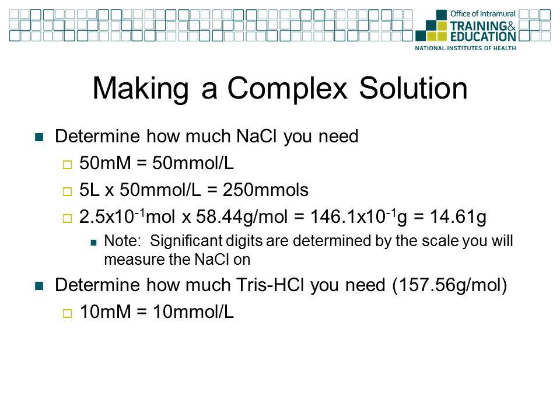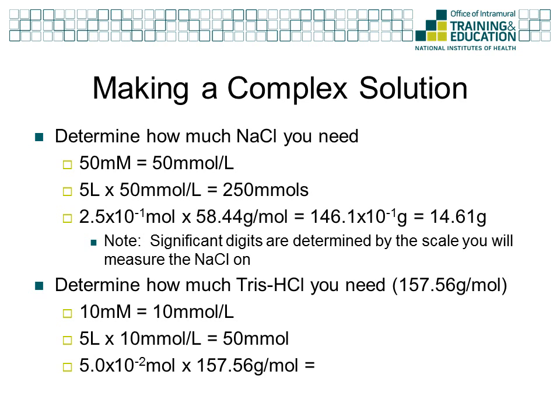Again, determine how much mass you need to weigh out by multiplying concentration by volume. In this case, 5 liters times 10 millimoles per liter. This will give you 50 millimoles, or 5 times 10 to the negative 2 moles. Then, multiply this by the molecular weight of 157.56 grams per mole, and you get 7.88 grams. Add that to the container and bring the volume to 5 liters with water.